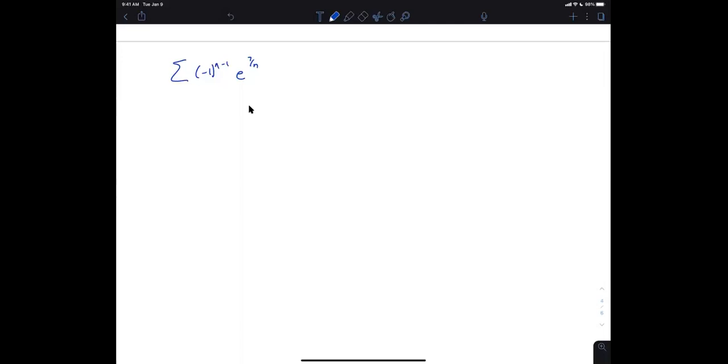And so because that's not 0, then this is again a k-term test problem, or maybe we call it n-term test here. So what I would say is, okay, the limit as n goes to infinity of the absolute value of a_n is the limit as n goes to infinity of e to the 7 over n, which is e to the 0, which is 1. That's not 0, so the series diverges by the k-term test. Or maybe we'll call it n-term test, but same idea.